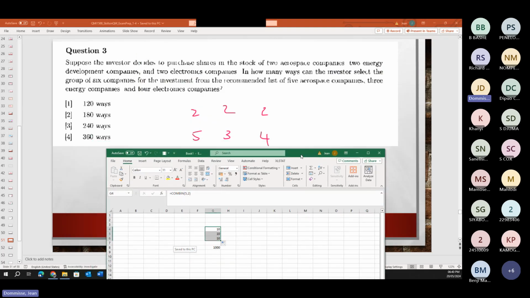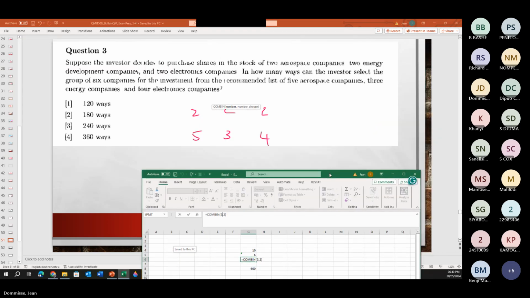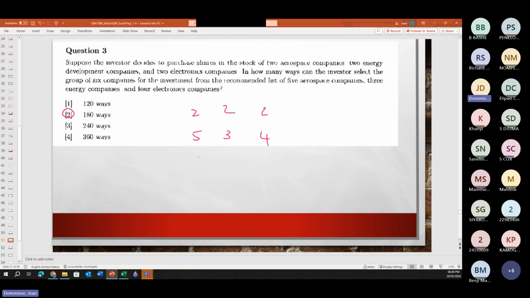Suppose an investor decides to purchase... In how many ways can we...? Yes, still combinations. Nowhere in it does it say 5, 4, 3, and 2, nowhere in there does it say anything about order. So it's 5 choose 2, 4 choose 2, 3 choose 2, multiplied by one another, and you get the 180. Okay, so very important.